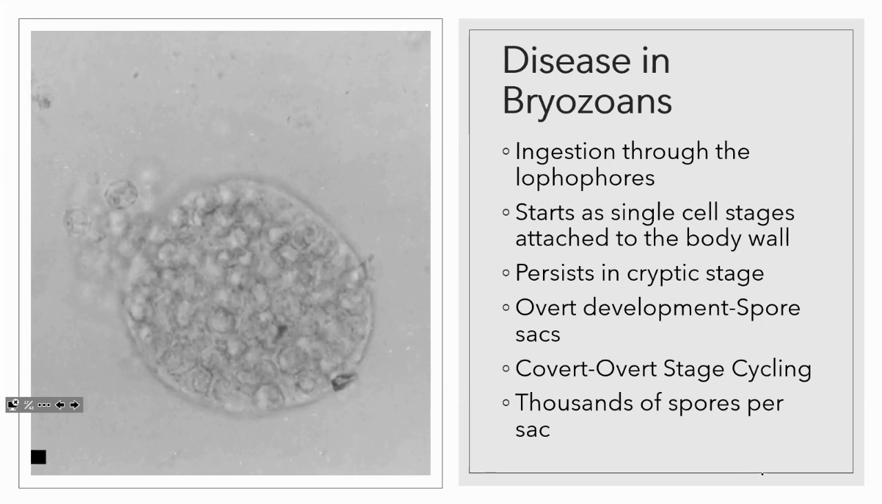However, when overt development occurs, just like I talked about earlier with that endogeny, these single cells give rise to huge spore sacs, which is what you see right here. These are all T. bryo spores within this larger spore sac. I know that that's a little bit blurry, but what I hope you can really take from that is that just a single cell gave rise to this multidimensional structure that contains thousands of infective cells within it.